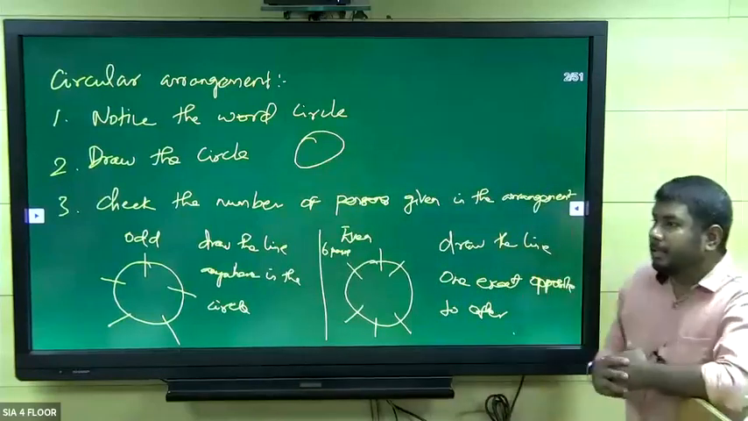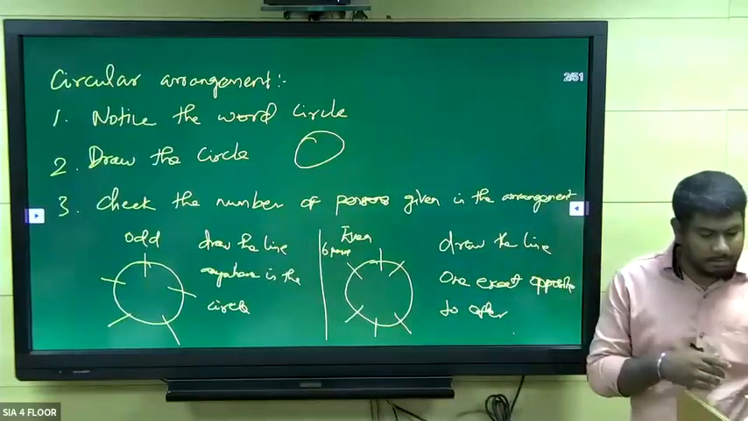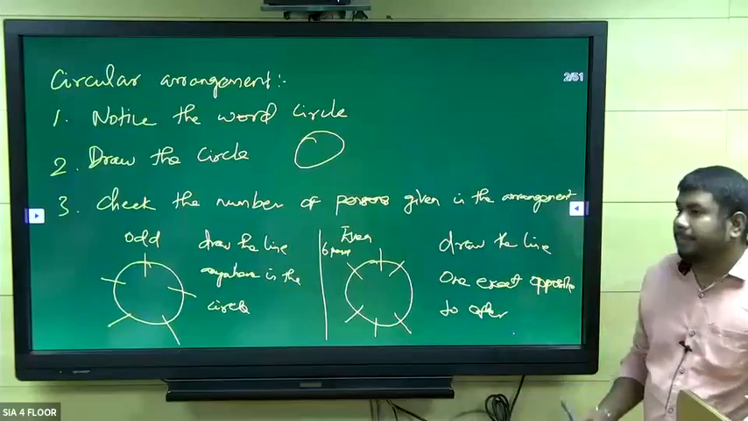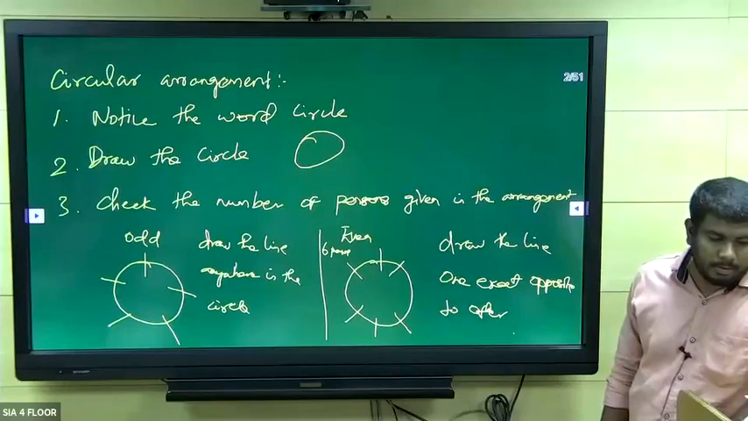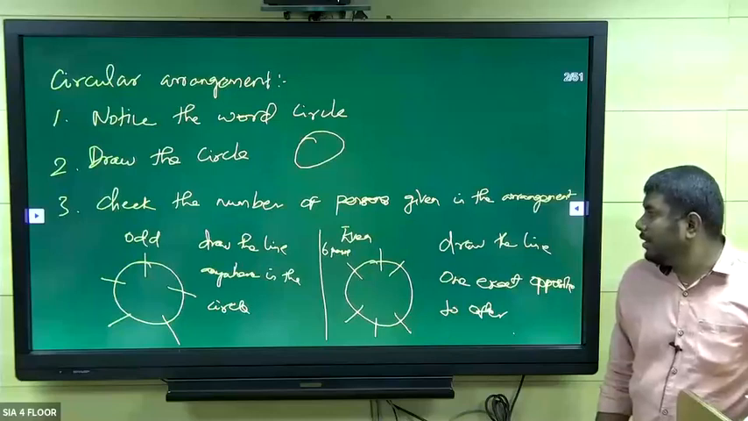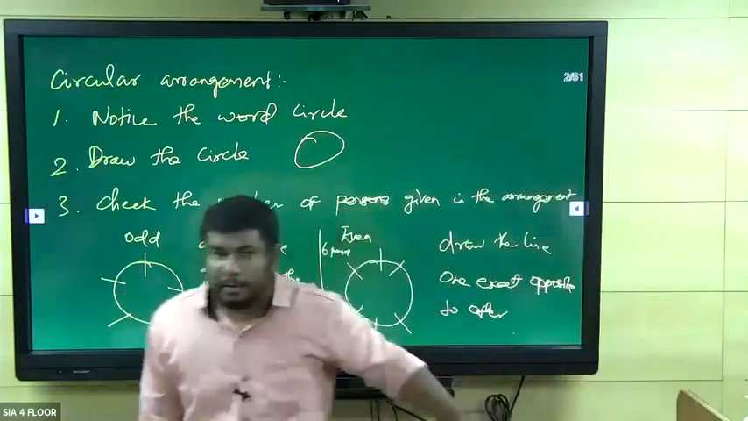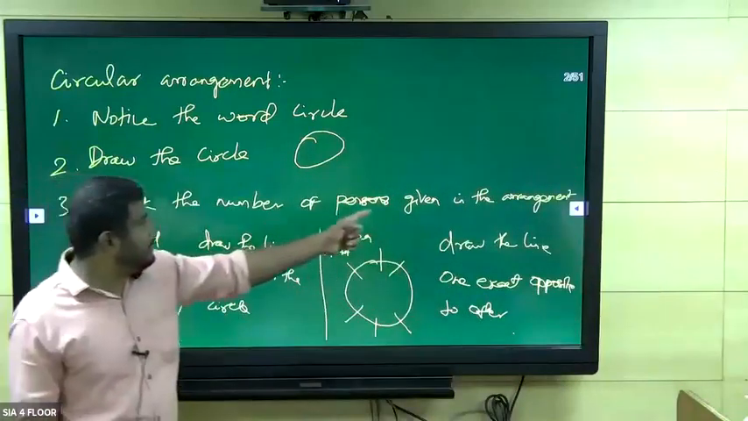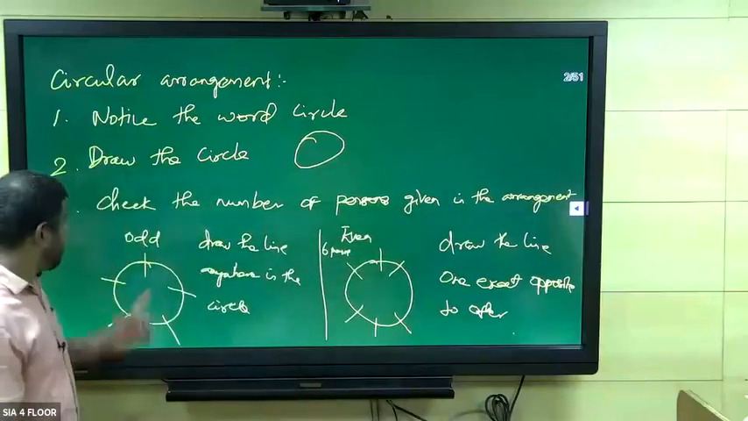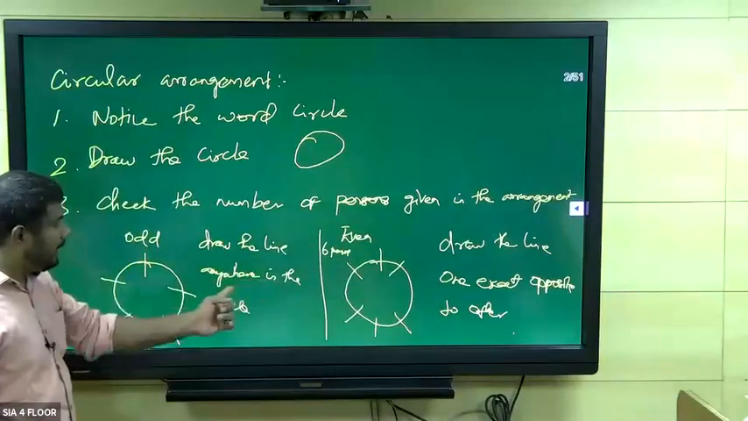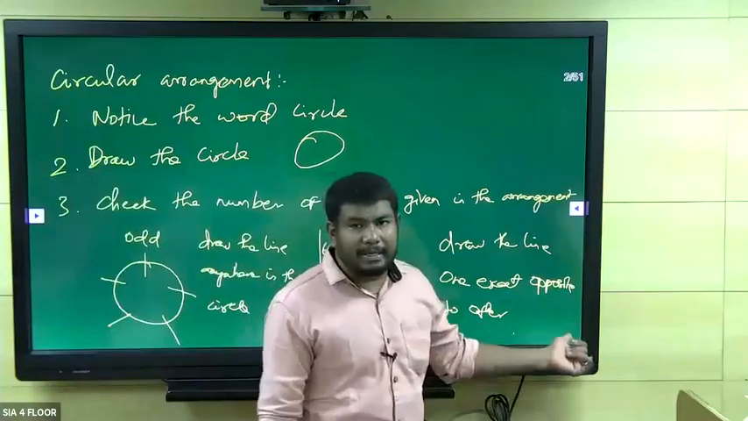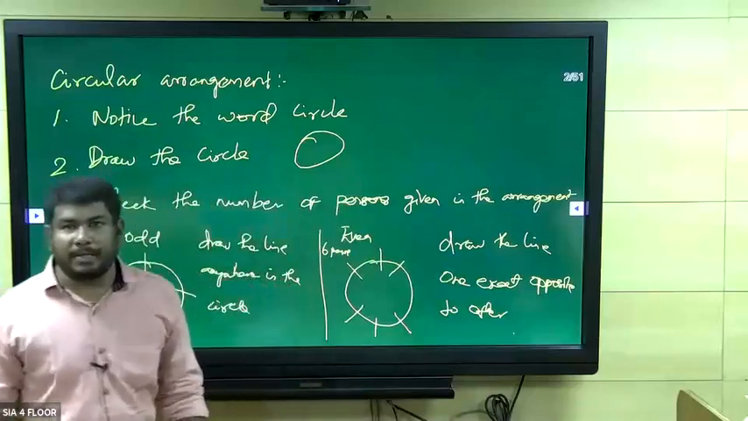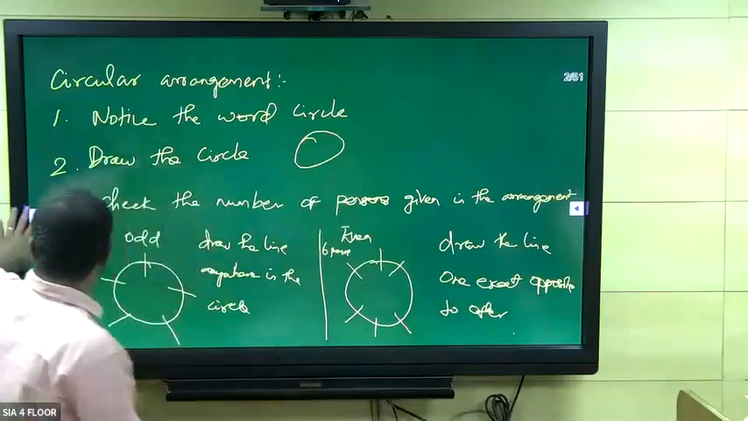Clear? So this is the third one. Please make a note of it. I'll dictate it. Check the number of persons given in the arrangement. If it is odd number, draw the line anywhere in the circle. If it is even number, draw the line one exact opposite to the other. Next.